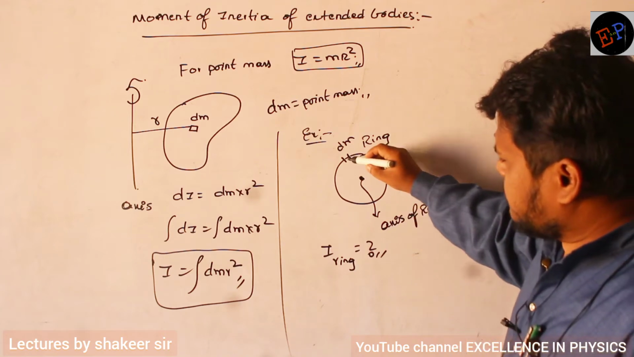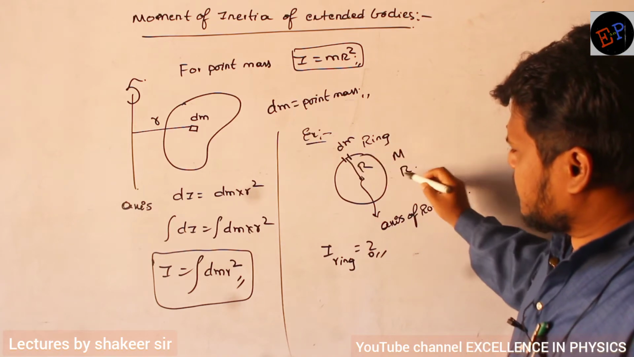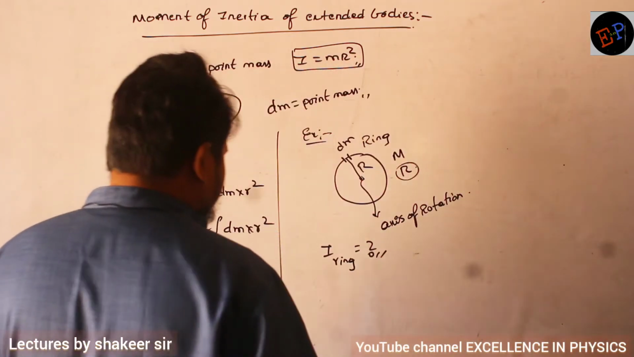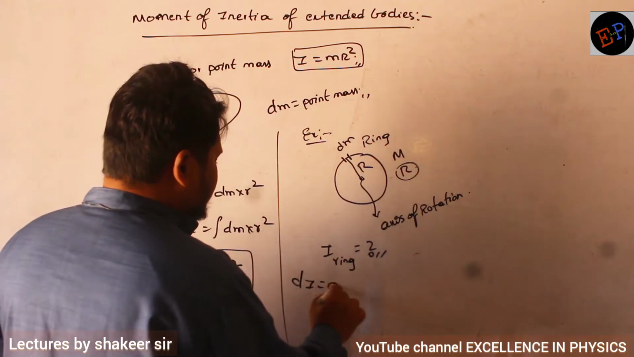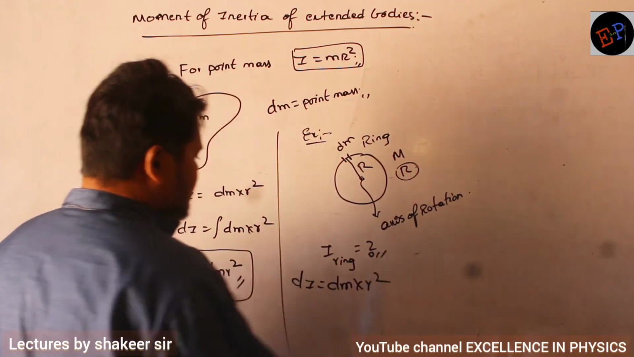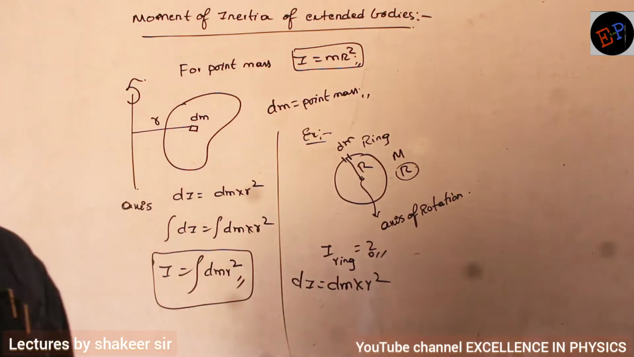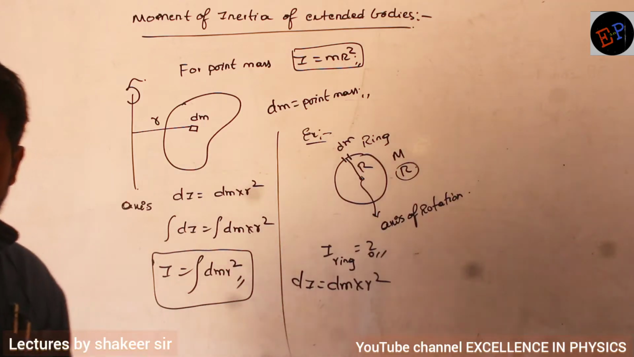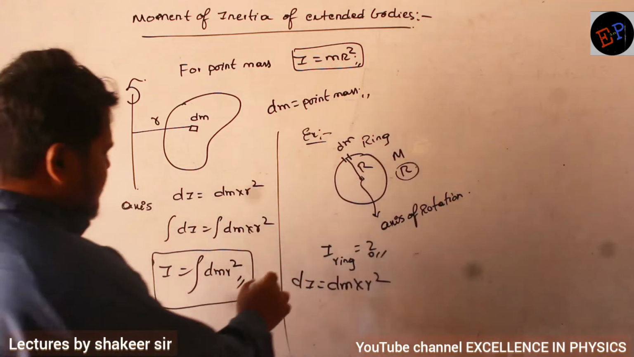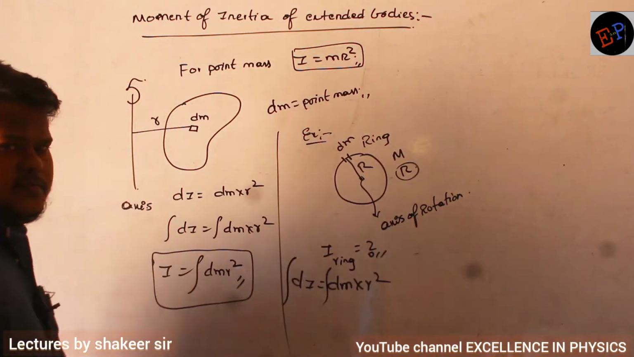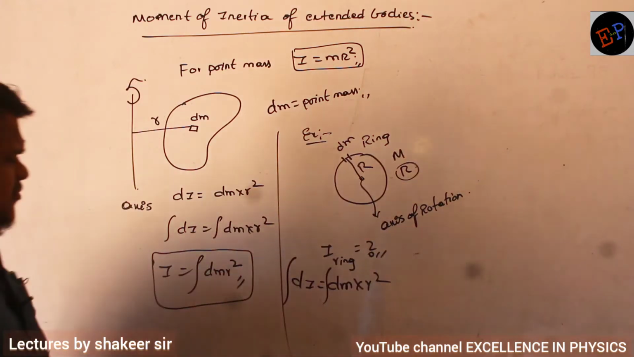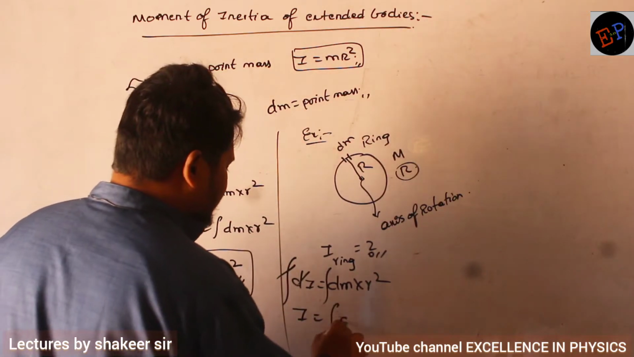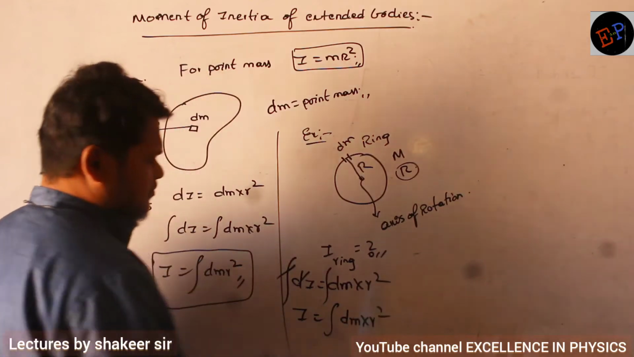Now this point mass is present at how much distance? At radius, it is present at radius only. So therefore what is the small moment of inertia? dI is equal to dm into r square. That's all. That is the small moment of inertia because of the small mass. Now if I want the total moment of inertia, integrate on both sides. Same concept. So integration and differentiation will get cancelled. Therefore I is equal to integration of dm into r square.